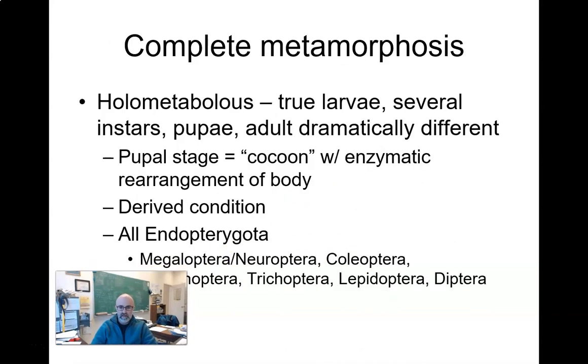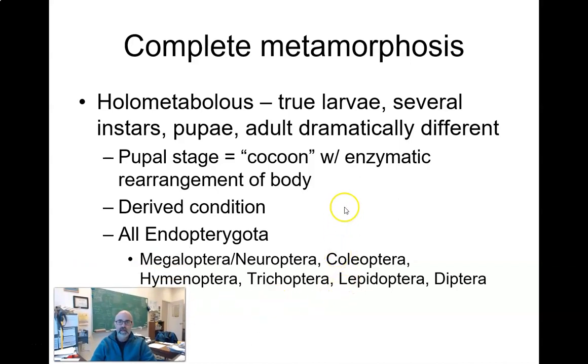Complete, or holometabolous, metamorphosis. The key thing here is there's a pupa or pupal stage. Oftentimes we think of it as a cocoon, and this is in between the juvenile and the adult stage. Okay, and this is the derived condition. So this arose later in the development of insects. And what do we find in here? These are things like the megalopterans. What are those called? Dobson flies. Beetles have complete metamorphosis.